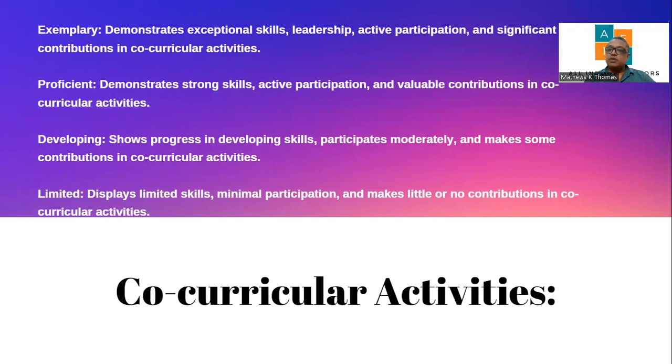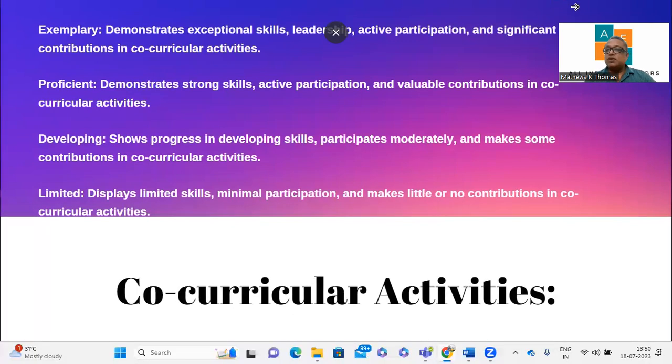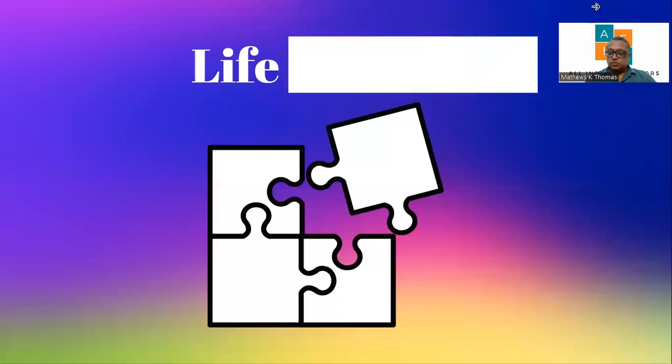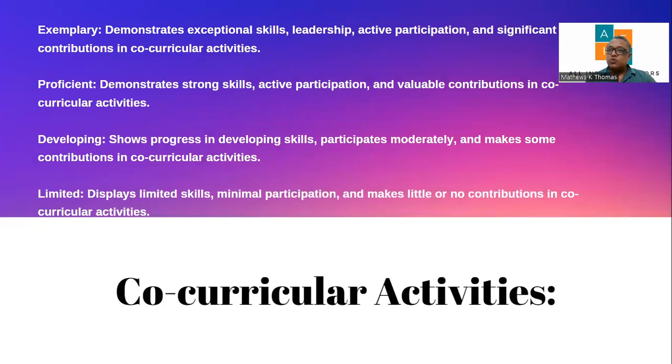Now the NEP says that the co-curricular word itself should be removed. And the report card should have adequate proof of these co-curricular activities. So whether you are having music or dance or drama or mime or clay modeling, whatever it is, you have to include this in the report card and show that the student has participated, not participated, again, exemplary, proficient, developing, or limited.